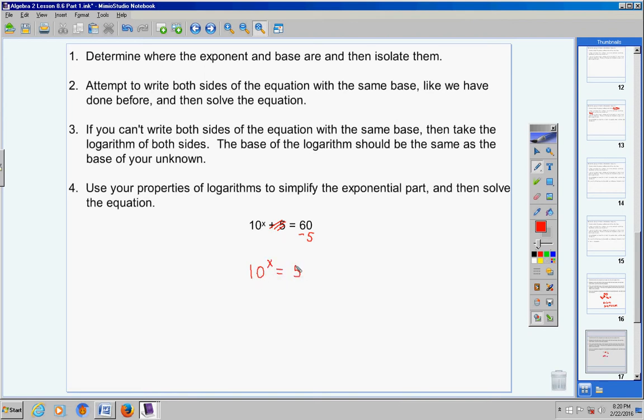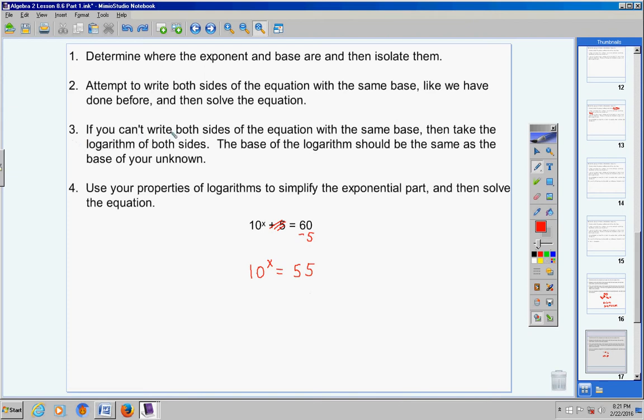So now I have 10 to the x power equals what? 55. Now, is step 1 completed? Of course it is. My exponent and my base are what? Isolated. Step 1 is completed. Step 2. Attempt to write both sides with the same base. That's not happening, guys. There's no way you can write both sides with a base of 10 or a base of 55, okay?